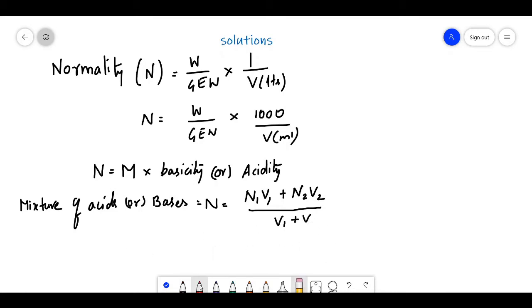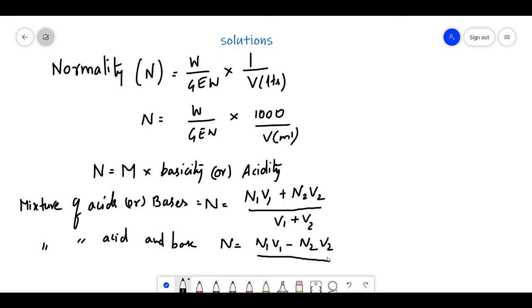In the same way, if a mixture of acid and base is given, so it is a mixture of acid and base, then N is equal to N1V1 minus N2V2 by V1 plus V2. And here also the condition is N1V1 should be more than N2V2. If acid is more, take N1V1 as acid. If base is more, take N1V1 as base.